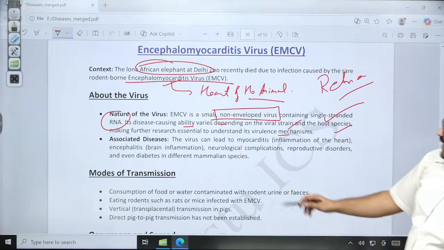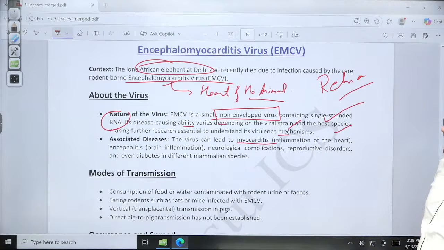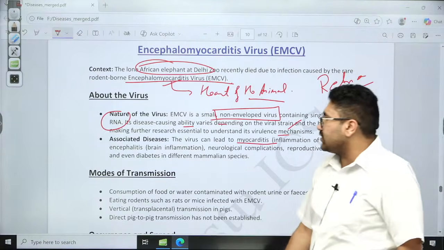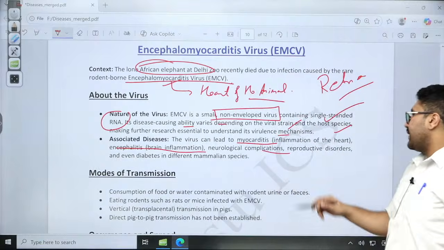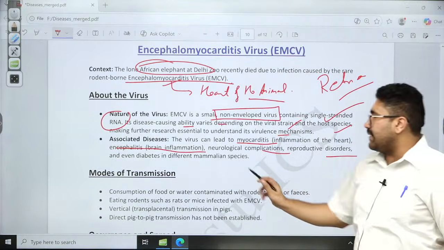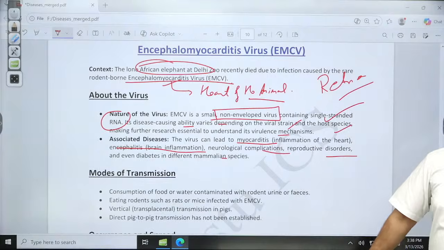Associated diseases: the virus can lead to myocarditis, that is inflammation of the heart, can cause encephalitis, that is inflammation of the brain, neurological complications, reproductive disorders, and even diabetes in different mammalian species.